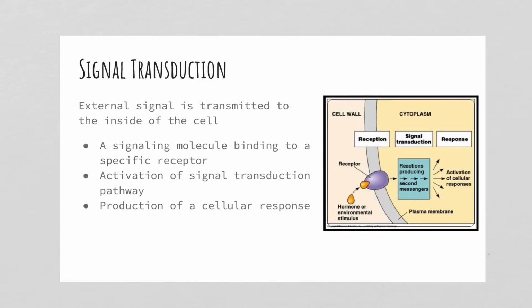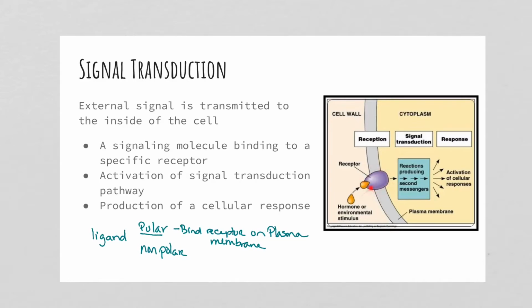Now, one thing we have also discussed is the fact that we have two types of ligand. The two types of ligand can be polar and nonpolar. The polar ligand is going to bind to a receptor on the plasma membrane. And that's really what we're seeing over here.